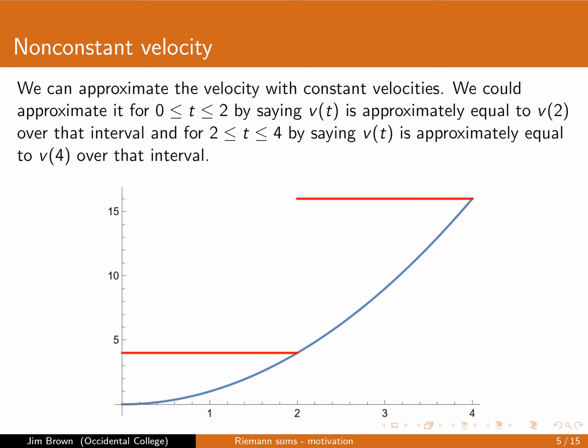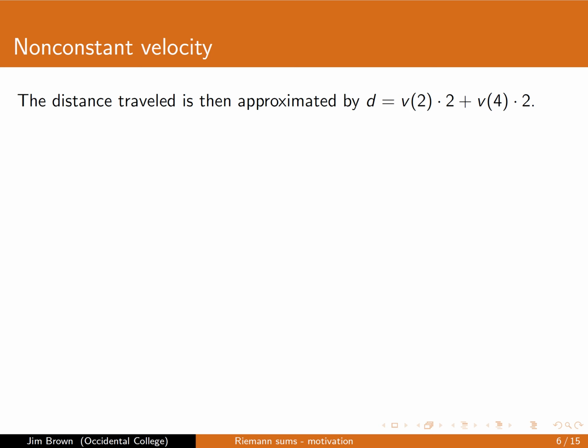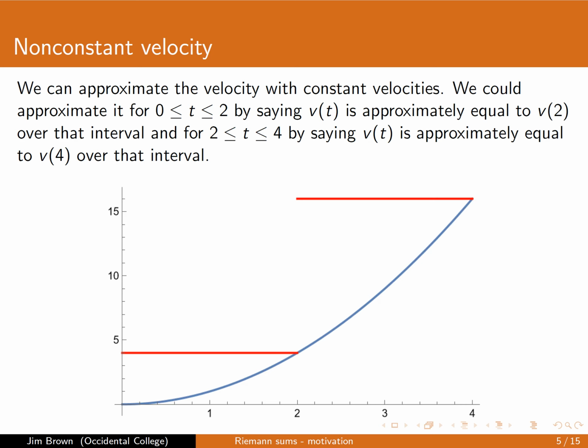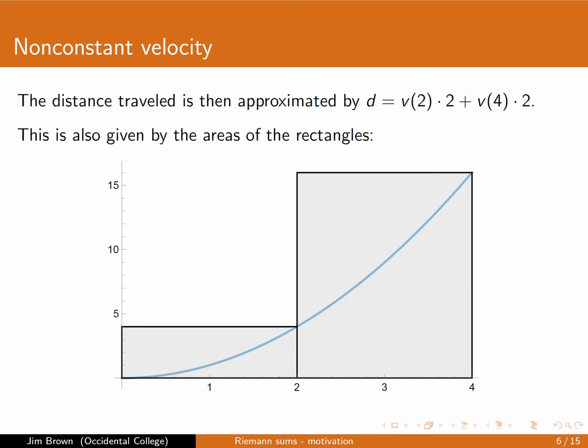And we can see this isn't a great approximation. For instance, in this region, the velocity we're estimating is much larger than the actual velocity. But we'll see how to deal with that in a few minutes. So if we do that, then the distance is approximated by, this should be an approximation here, not an equals, v of 2 times 2 plus v of 4 times 2. Notice that v of 2 times 2 is the area under this red line here, and v of 4 times 2 is the area under this. The 2 is the width of those intervals. So this is also given by the areas under these rectangles.